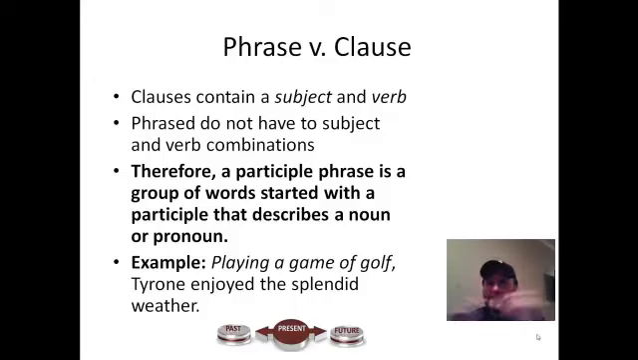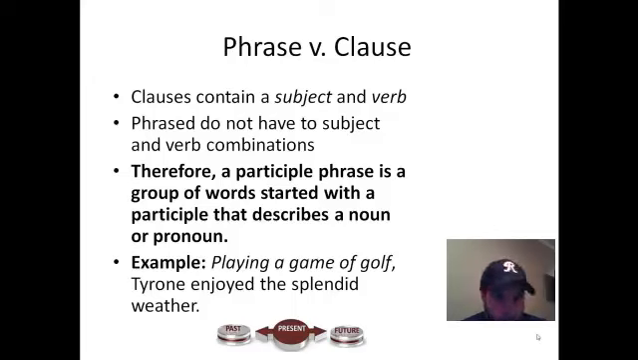So take these multiple definitions. A participle is a verb changed to an adjective. A phrase is a group of words, and that together becomes an adjective. It's a phrase started with a participle that describes the noun immediately next to it. Okay? All right. I hope that made sense. We're going to look at some examples, and I think it'll make sense as we work through it.